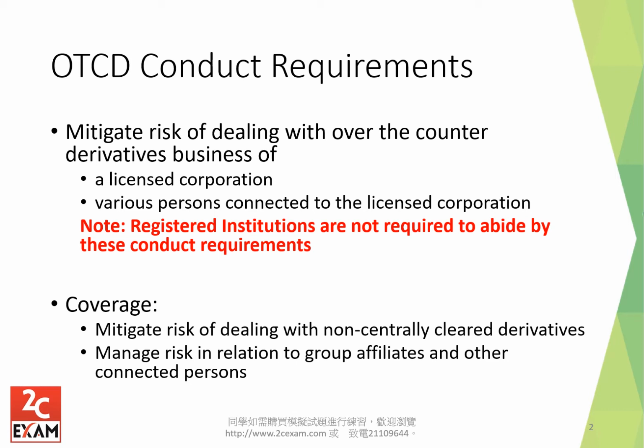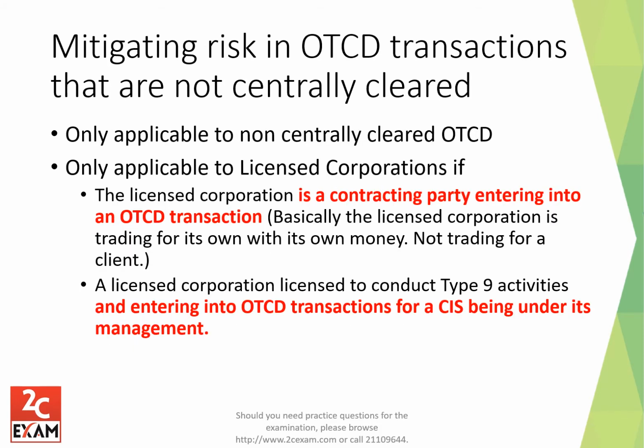Okay? The scope of these OTCD conduct requirements is to mitigate risk of dealing with non-centrally cleared derivatives and to manage risk in relation to group affiliates and other connected persons. So these provisions in the Code of Conduct that aim to mitigate risk in OTCD transactions that are not centrally cleared are only applicable to non-centrally cleared OTCD. So if you trade an OTC derivative that is centrally cleared, you would not be subjected to these provisions. And these provisions are only applicable to licensed corporations.